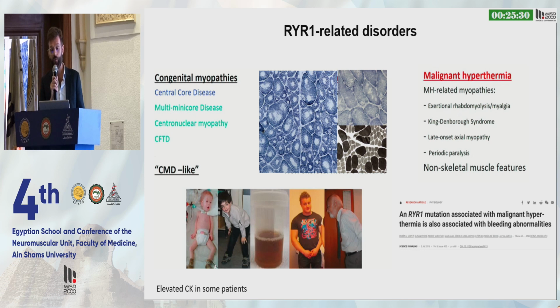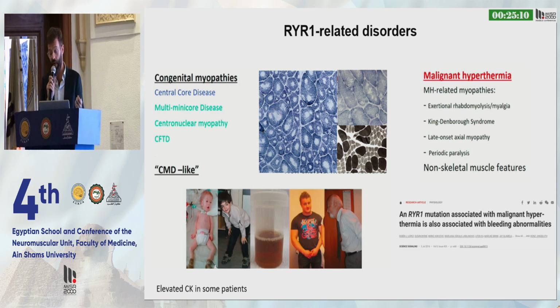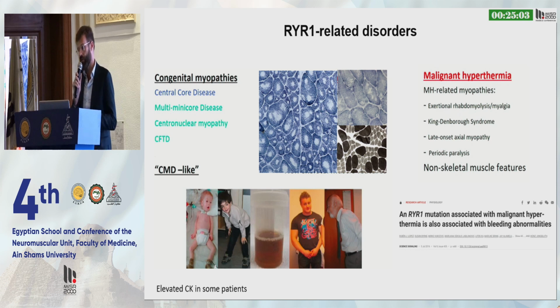The ryanodine 1 related myopathy is a huge group with different entities that have been described as core myopathies, multi-minicore, centronuclear myopathy, and they present this alteration inside the muscle fibers, uneven stained areas with the oxidative staining. Clinically, they can present with a congenital myopathy, but they are allelic with malignant hyperthermia. So you should advise your patient not to undergo an anesthesia without a previous consultation.